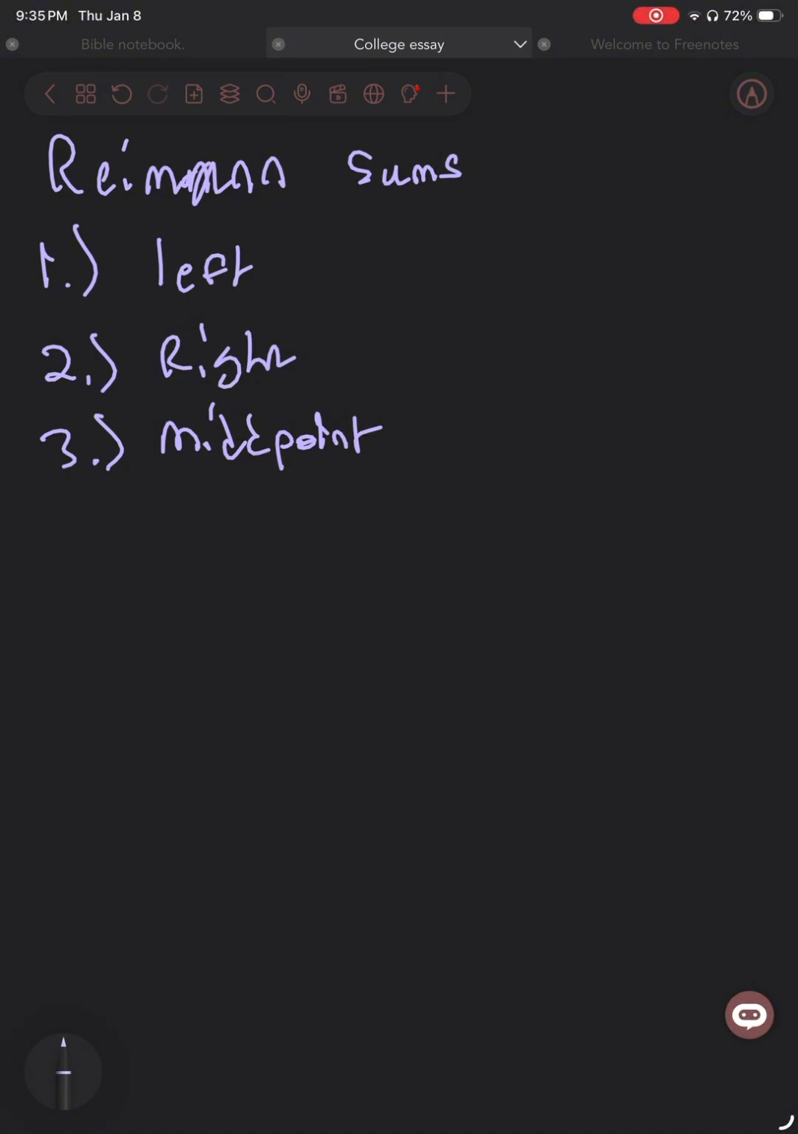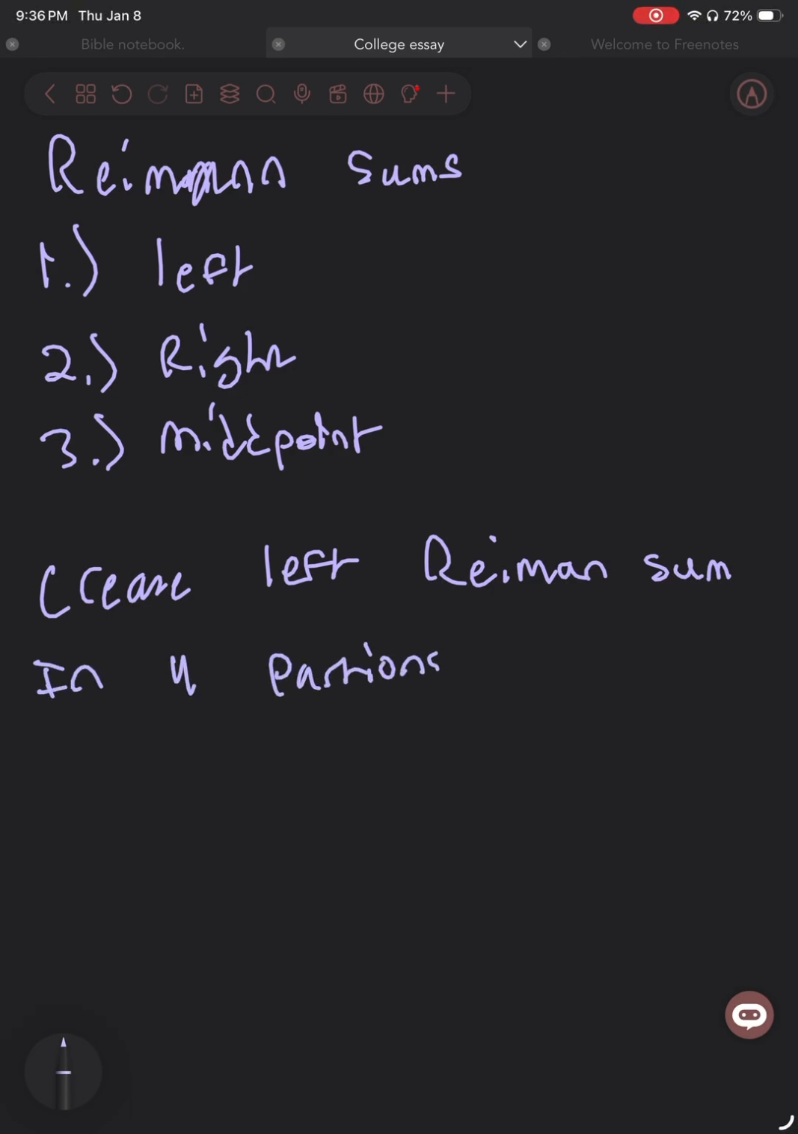Create a left Riemann sum. I don't know why it's called Riemann. And so all you're doing, let's say it says in four partitions with x coordinates, let's just say 1 through 5.